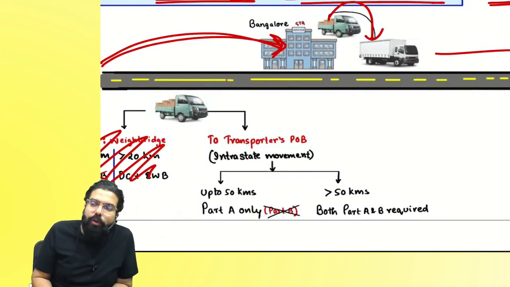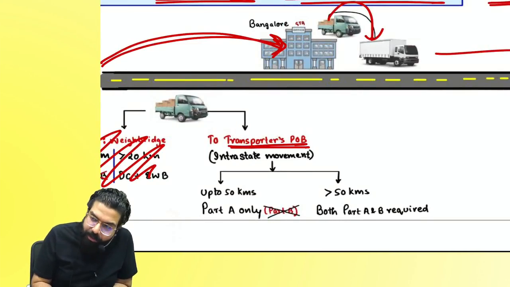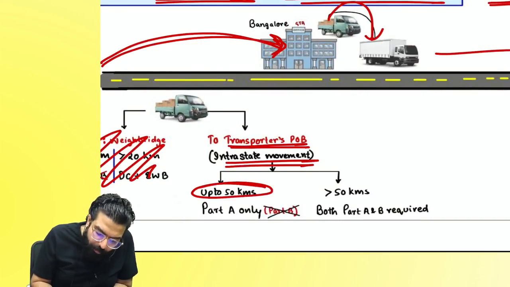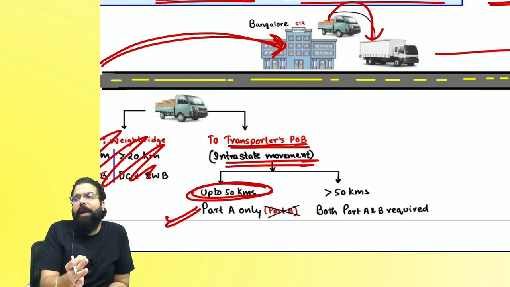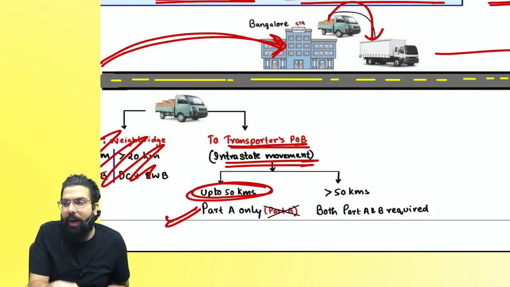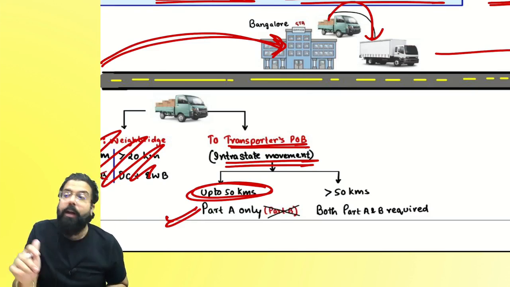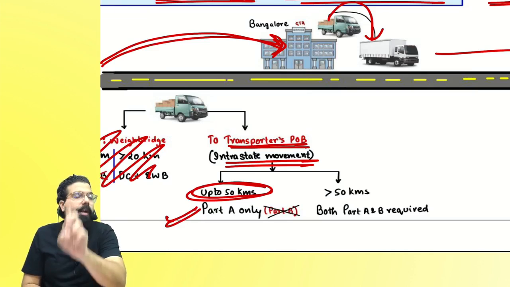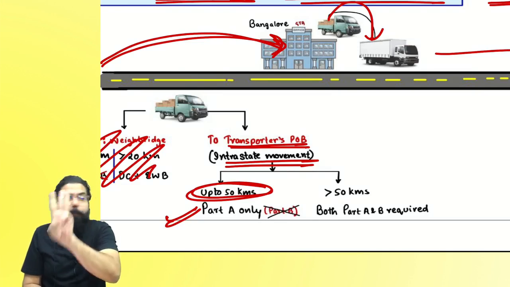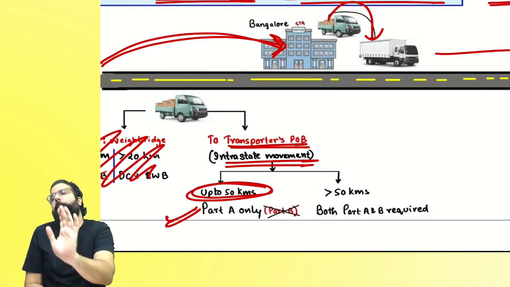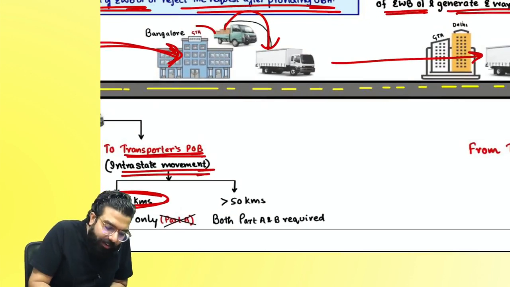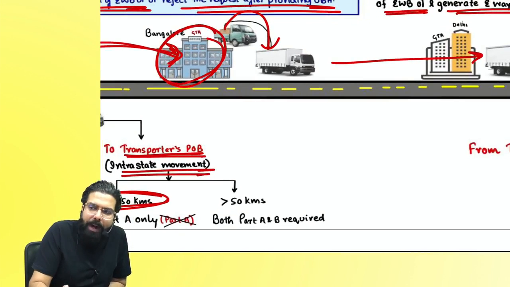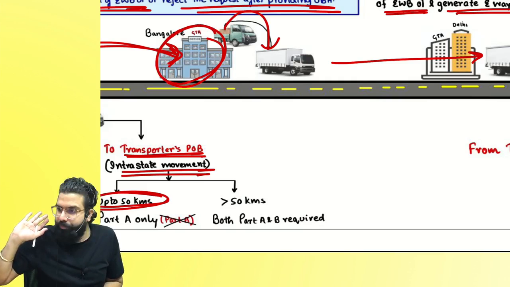If you are sending the goods to your transporter's place of business, which is an intrastate movement up to 50 km, then only Part A is required. You can cause the movement, and Part B is not required. Number one, sending it to the transporter, intrastate, and distance up to 50 km: Part A is required, Part B updation is not required. You can move the goods. But once the goods reach the transporter, they will update Part B and take the goods onward.